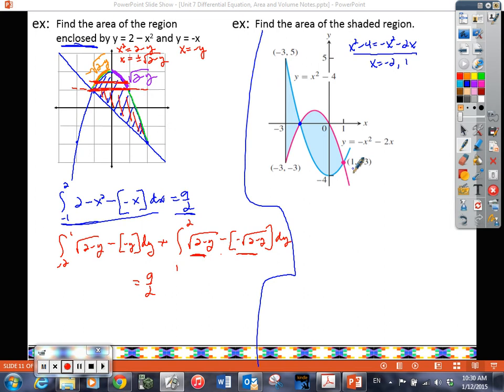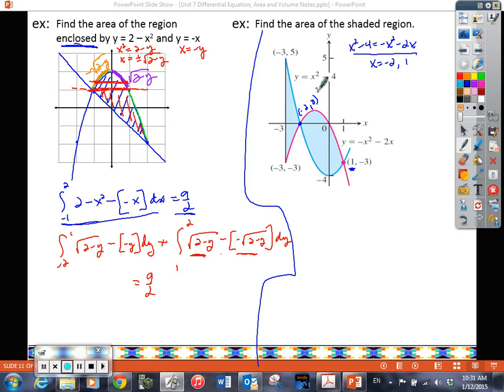We actually already knew about the 1 intersection. They were kind enough to give us that one. This one is the negative 2 intersection. And so our intersections are set. Now let's write our integrals. Notice that from negative 3 to negative 2, the blue one is the larger one.